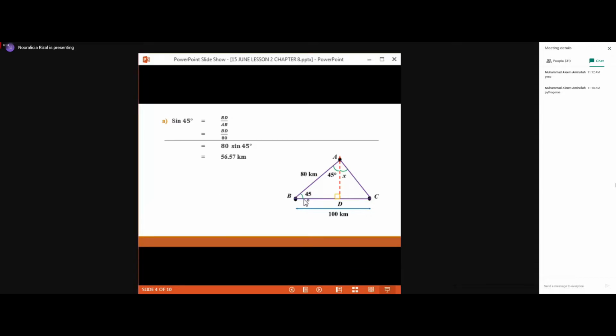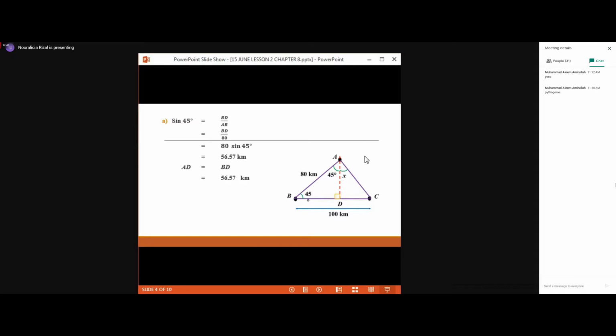Okay, so we got BD. Like I said, this is an isosceles triangle, so AD is also 56.57. Why is it an isosceles triangle? Look at this. This is 90 and this is 45, 45. So the angles are equal, so it is an isosceles triangle. Just for those who are a bit blur in the morning. So now I know BD is 56.57 and also AD.